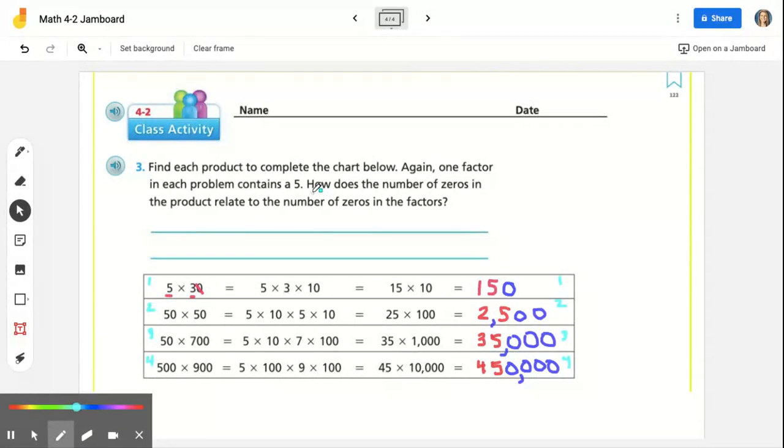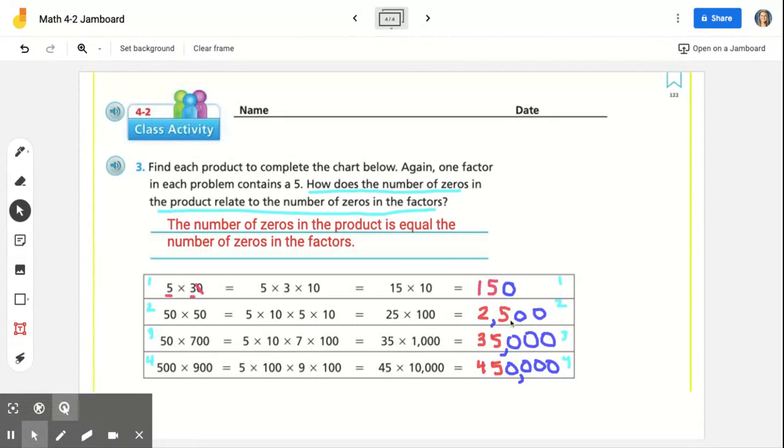Great job. And then now let's answer our question. How does the number of zeros in the product relate to the number of zeros in the factors? Let's come up with a rule here for these 4 problems. Okay, and then what I noticed, and I hope you did as well, the number of zeros in the product is equal to or the same as the number of zeros in the factors for all these problems. So go ahead and you can copy in my answer, or you can put it in your own words. But again, you're using the academic vocabulary of product, factors, and make sure you're putting number of zeros in there, okay?